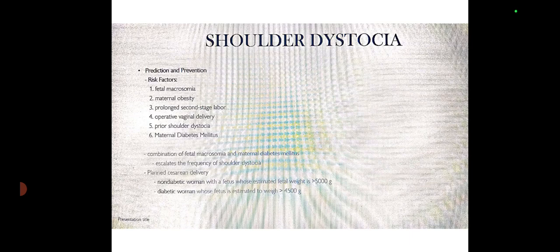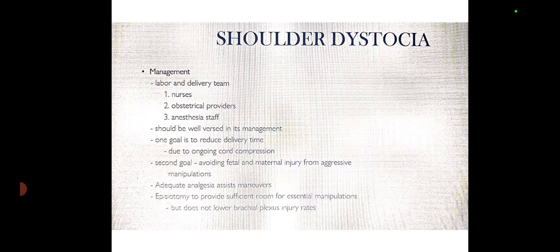While speaking about the prediction and the prevention, the risk factors are fetal macrosomia, maternal obesity, prolonged second stage labor, operative vaginal delivery, prior shoulder dystocia, and maternal diabetes mellitus. The combination of fetal macrosomia and maternal diabetes mellitus escalates the frequency of shoulder dystocia. Planned caesarean delivery is considered in non-diabetic women with a fetus whose estimated fetal weight is greater than 5,000 grams, and in diabetic women whose fetus is estimated to weigh greater than 4,500 grams.